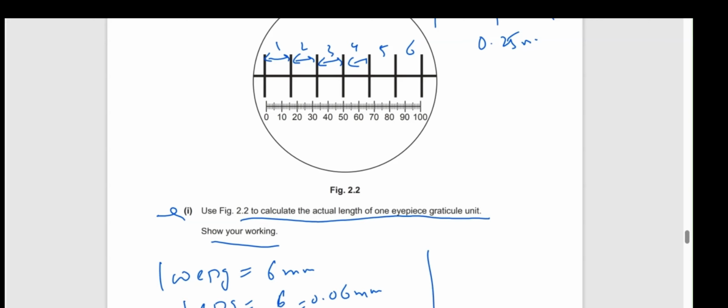Or we can see it from here. If this is coinciding exactly with the eyepiece graticule, we can see that 1 mm is equal to 16 eyepiece graticule units. So how much will be one eyepiece graticule unit equal to? It will be 1 over 16, the same thing. So we'll have 0.06 mm multiplied by 1000 means 60 micrometers.